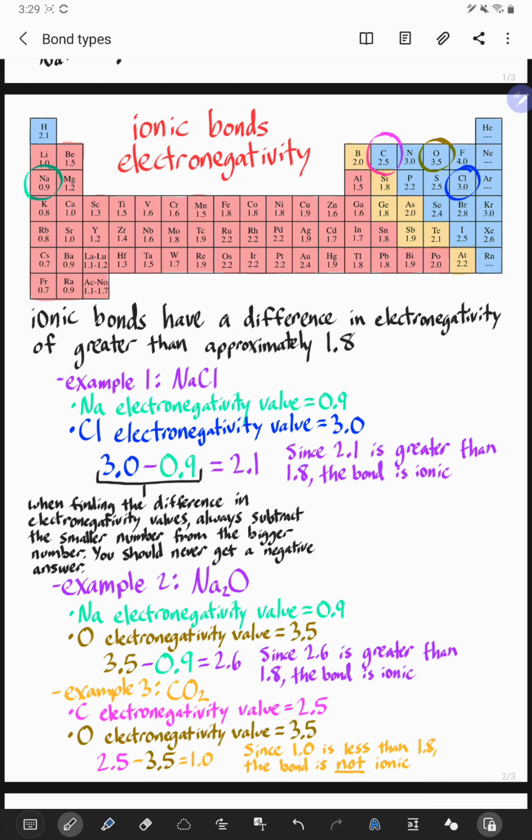What are we going to do with this 2.6 value? We're just going to compare it to our value of 1.8. If it is greater than 1.8, then the bond is ionic. If it is less than 1.8, the bond is not ionic. 2.6 is greater than 1.8, so therefore the bond is ionic.